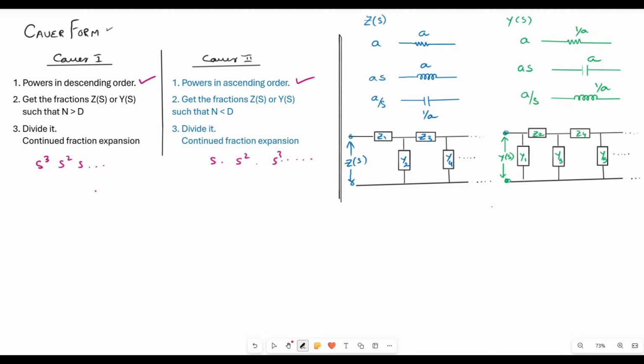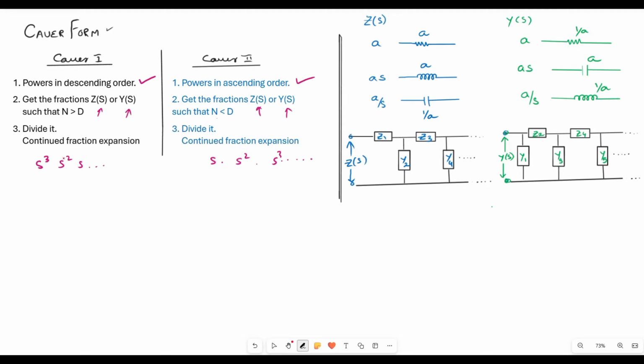Then we have to take either Z(s) or Y(s), depending on whether the numerator power is greater than the denominator. If the numerator power is greater than the denominator, then we consider the Z(s) function. If it is the other way around, we consider the Y(s) function. But in case of Cauer 2 form, we check whether the numerator is less than the denominator. If it is less, then we take Z(s). Otherwise, we take the Y(s) format.